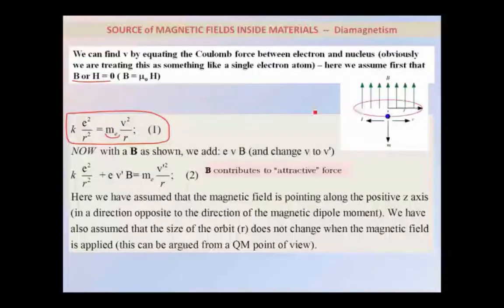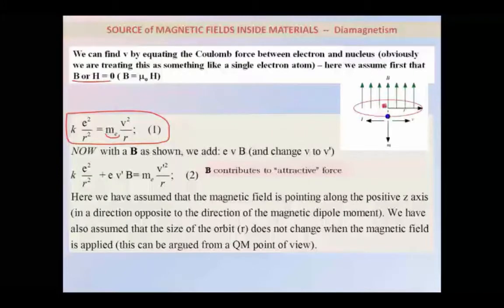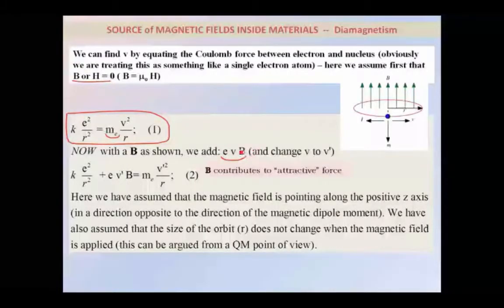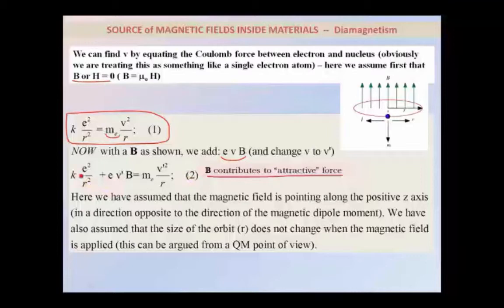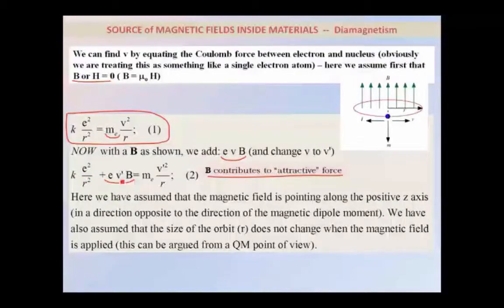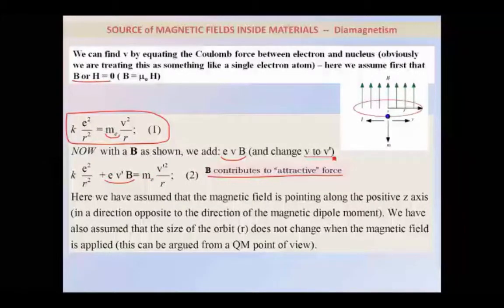Now we're going to turn on B, and this is the picture of it. Here's our magnetic moment in this direction here. v is going around this way. The real current is going this way, and the B field is along the plus z direction. If we have this B, we are going to add this quantity here in terms of the force, which will be a force that contributes to the attractive force. If we add to the attractive force of the nucleus pulling on the electron this quantity here, we will get the centripetal force. But we're going to assume that the velocity changes. So v goes to v prime when we apply the B field.